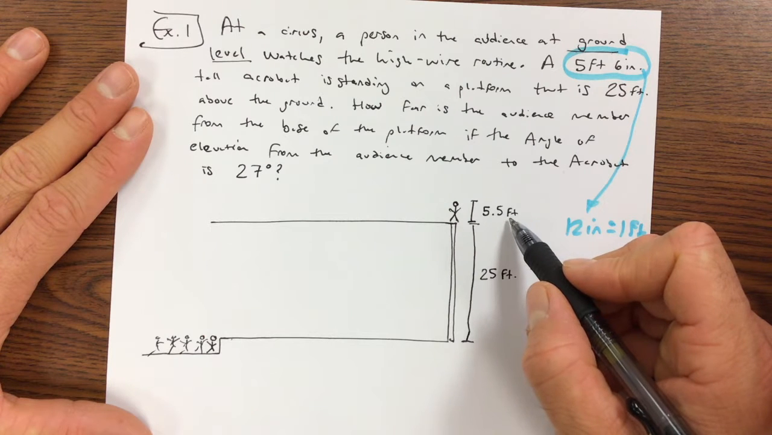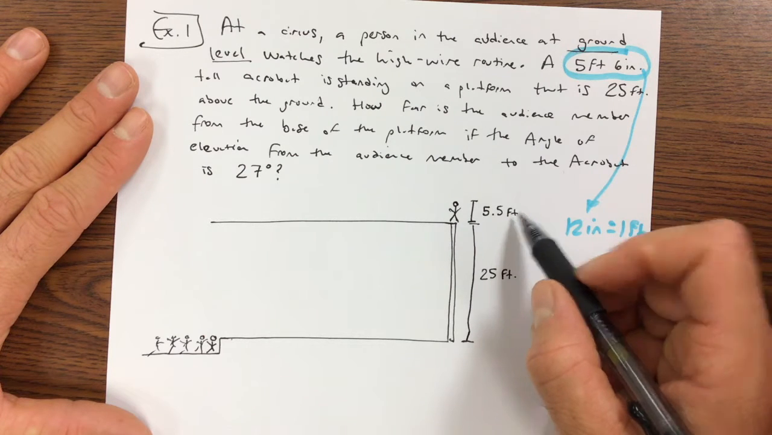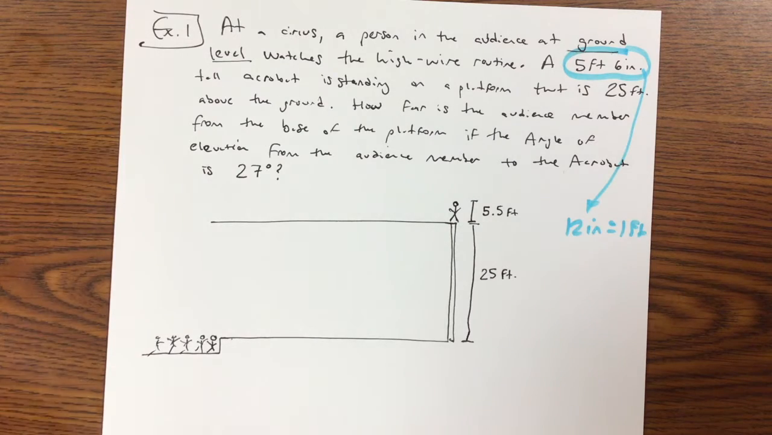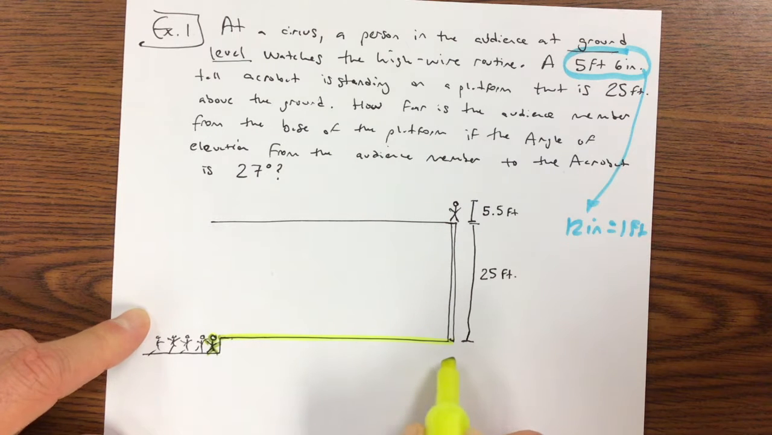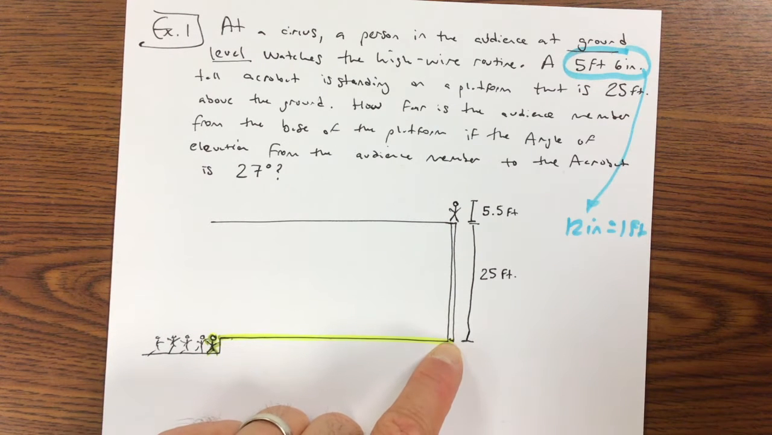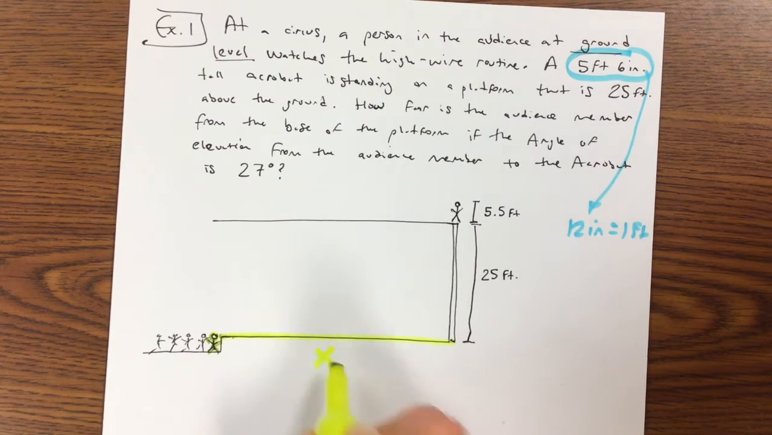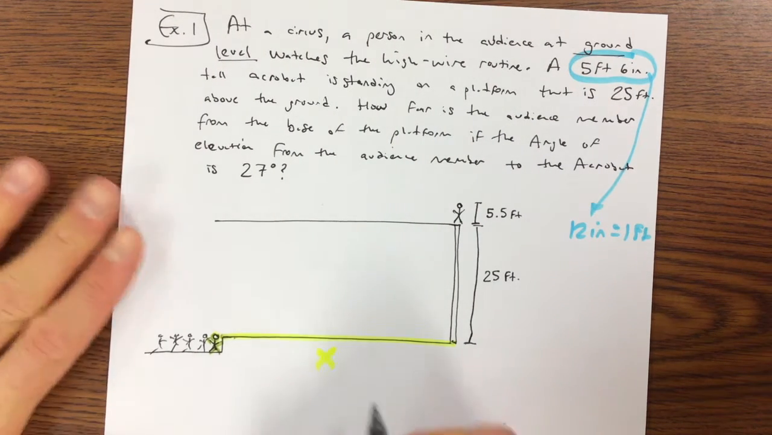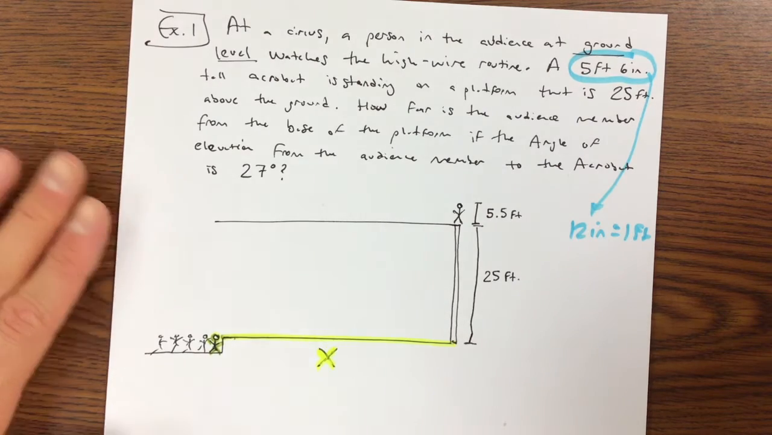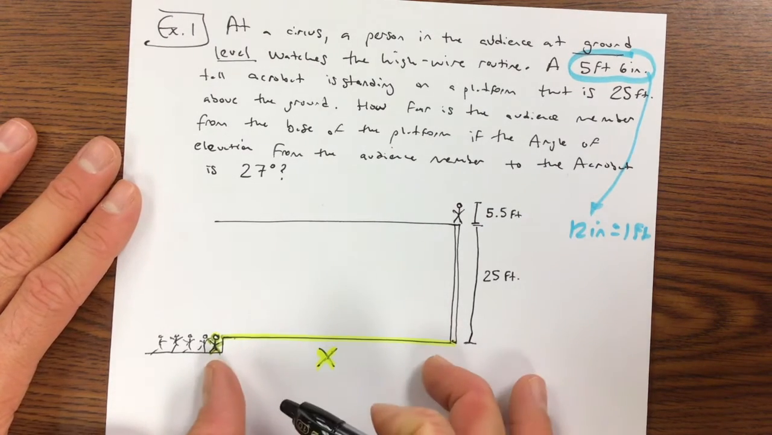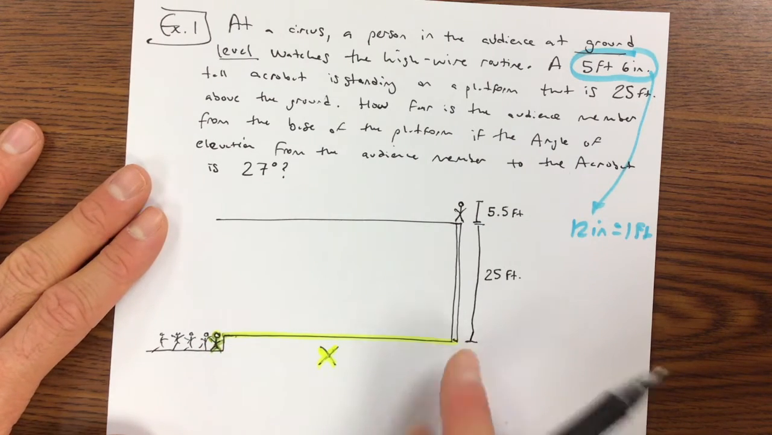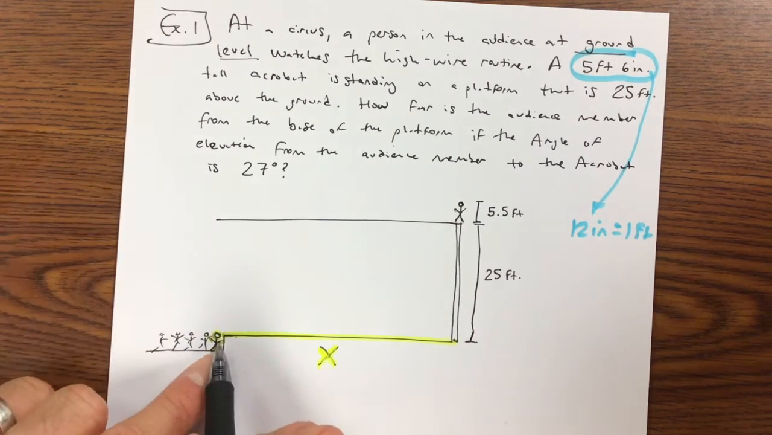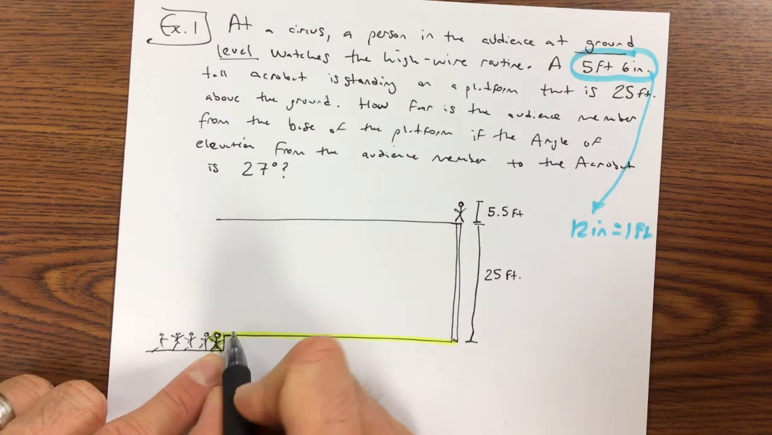What else do we know? How far is the audience member from the base of the platform? They're basically saying this: there's your audience member right here. How far is this audience member from the base of the platform, also known as the bottom of the platform? So we're trying to find X. I don't know if you can see that on the camera, let me go over that. You're trying to find this horizontal distance. How far is the audience member from the base of the platform, if the angle of elevation from the audience member to the acrobat is 27 degrees.